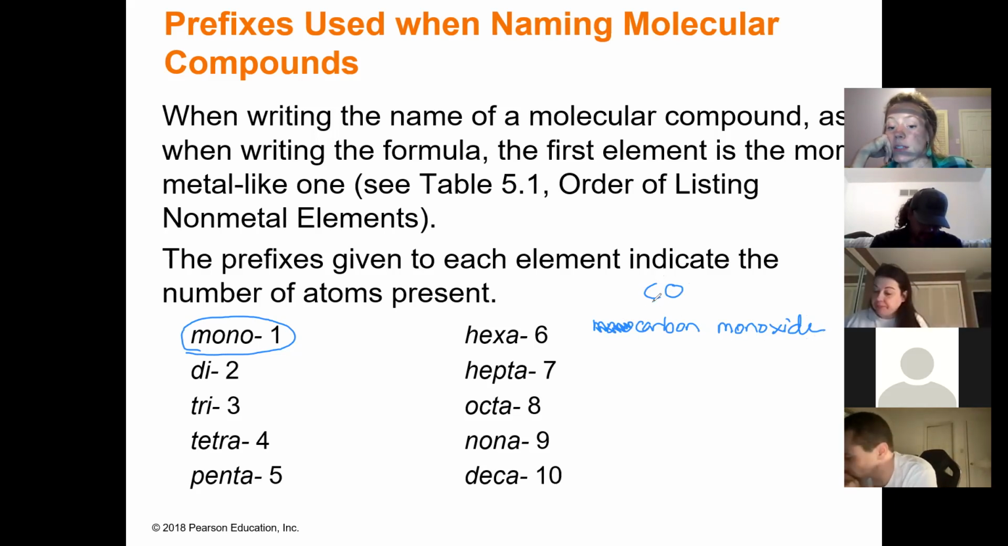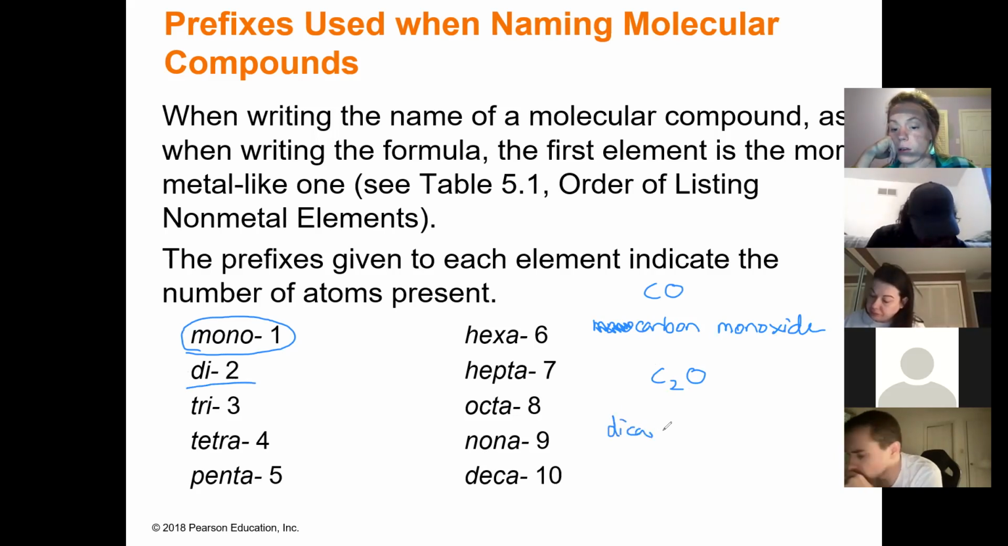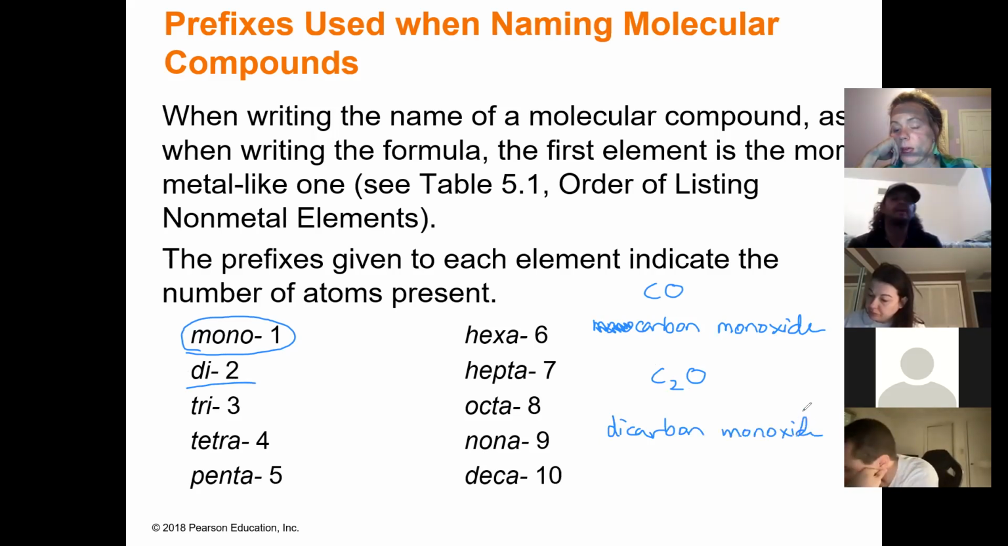If, instead of having CO, I had C2O, some made up compound, there are 2 carbons, so I don't get to drop the di. So I would have to call this thing dicarbon monoxide. Again, the only time we ditch a prefix is if there's one on the first. One on the second stays, any other number on the first stays.